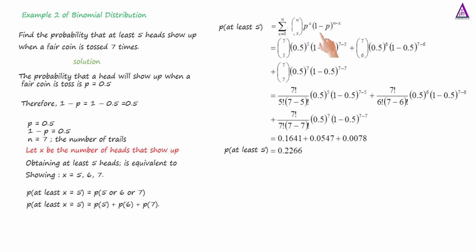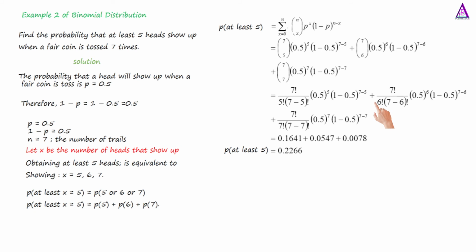So we have 7 combination 5 times 0.5 raised to power 5 times (1 minus 0.5) raised to power 7 minus 5, plus 7 combination 6 multiplied by 0.5 raised to power 6 multiplied by (1 minus 0.5) raised to power 7 minus 6, plus 7 combination 7 multiplied by 0.5 raised to power 7 multiplied by (1 minus 0.5) raised to power 7 minus 7. And this combination is expanded here.